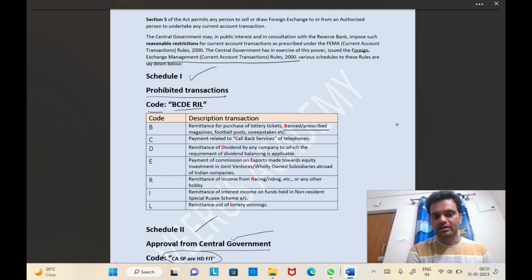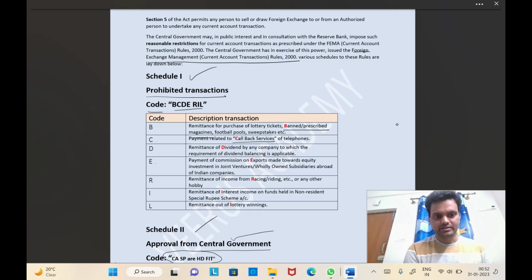B for banned or prescribed magazines. B for remittance for purchase of lottery tickets, banned or prescribed magazines, football pools, sweepstakes, etc. That is for B. And C for callback services. Payment related to callback services of telephones. So here there are no limits, nothing. Straight away these are prohibited transactions under the FEMA.